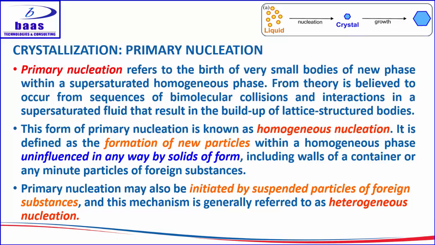Primary nucleation refers to the birth of very small bodies of new phase within a supersaturated homogeneous phase. From theory, it is believed to occur from sequences of bimolecular collisions and interactions in a supersaturated fluid that results in the buildup of lattice-structured bodies of crystal. This form of primary nucleation is known as homogeneous nucleation. It is defined as the formation of new particles within a homogeneous phase, uninfluenced in any way by solids form, including walls of the container or any minute particles of foreign substances. Here, homogeneous nucleation happens solely from interactions of molecules within the homogeneous solution.